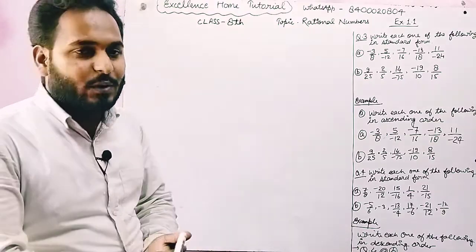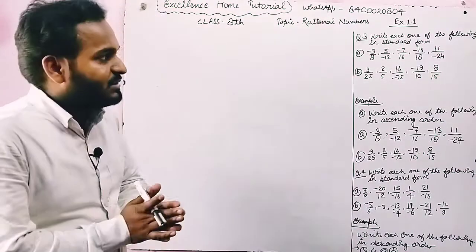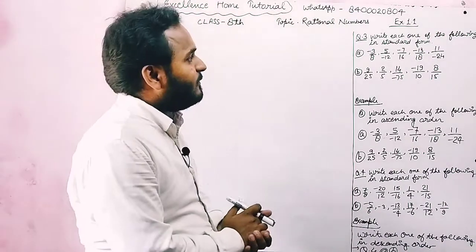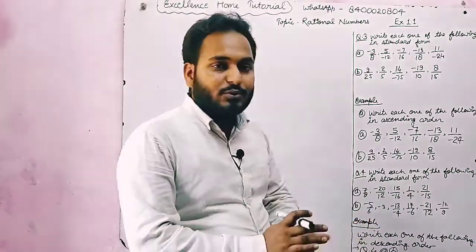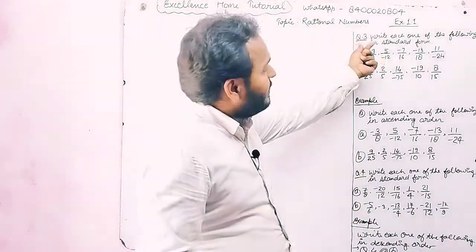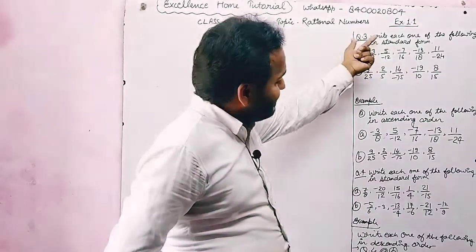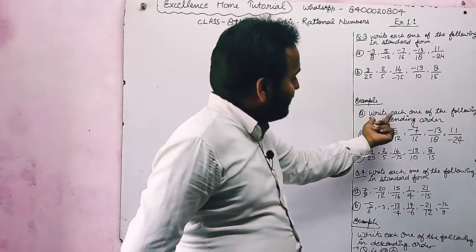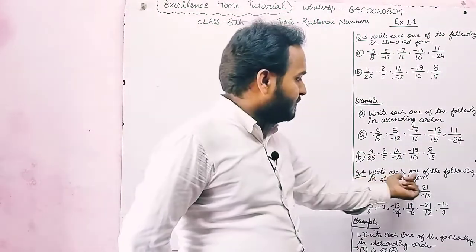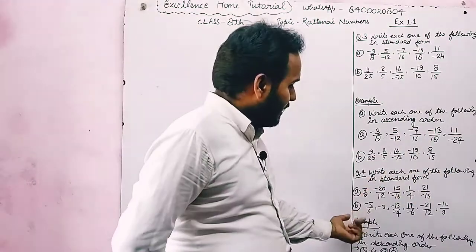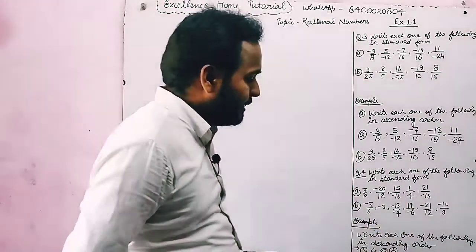Today we will discuss class 8 mathematics, rational numbers. In this we have to solve exercise 1.1, question number 3 and question number 4. In question number 3, write each of the following in standard form, and another form, write each of the following in ascending order. In question number 4, write each of the following in standard form, and another type, write each of the following in descending order.